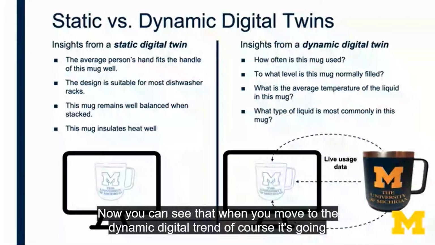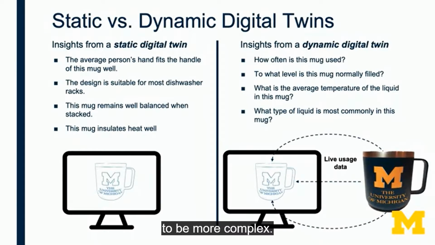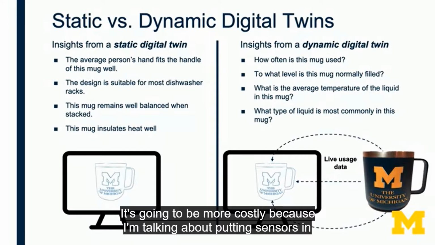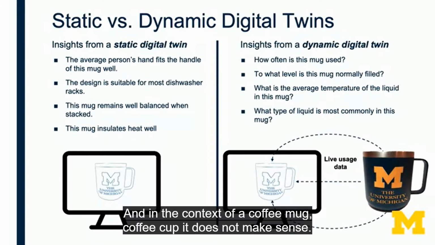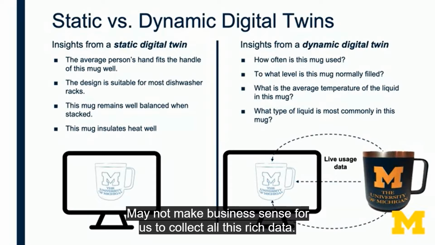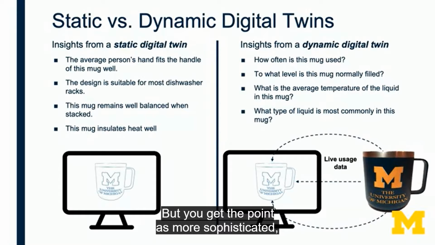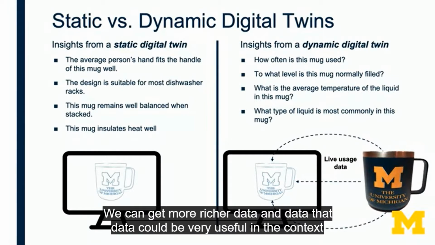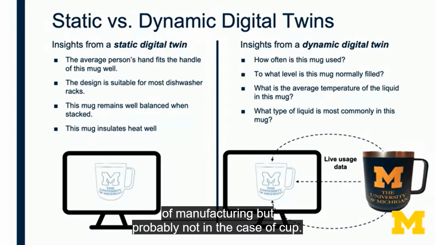Now you can see that when you move to the dynamic digital twin, of course it's going to be more complex, it's going to be more costly, because I'm talking about putting sensors in the cup, right? And in the context of a coffee mug or coffee cup, it may not make business sense for us to collect all this rich data. But you get the point. The more sophisticated, the more features we put into the digital twin, we can get richer data, and that data could be very useful in the context of manufacturing, but probably not in the case of a cup.